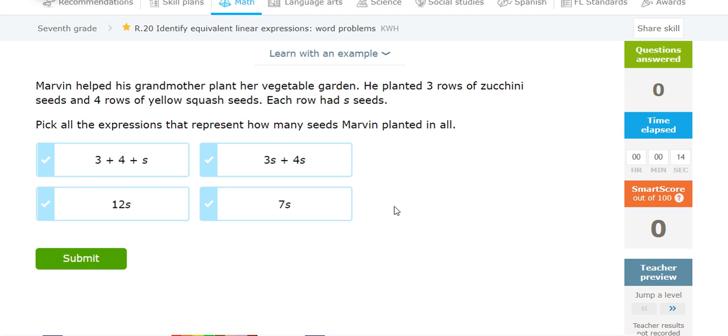Okay, let's work on identifying equivalent linear expressions. And what this means is we're going to be asked to read word problems and identify the mathematical expressions that could represent the scenario. So let's get started.